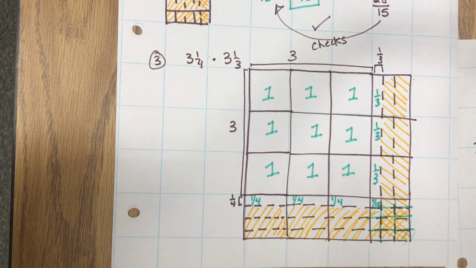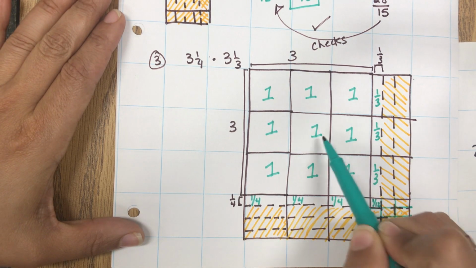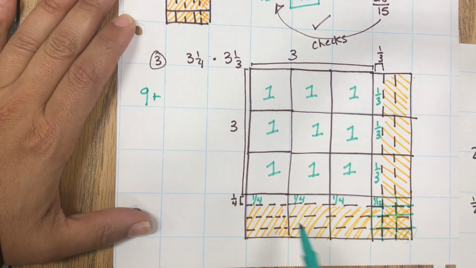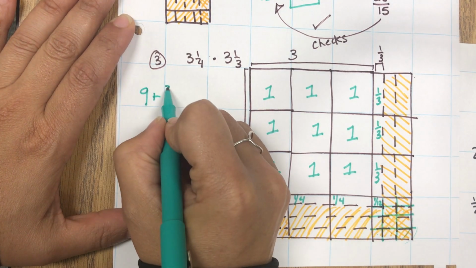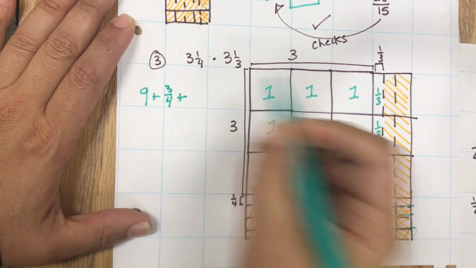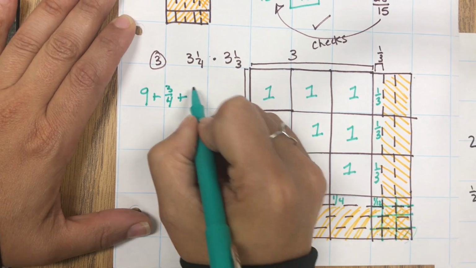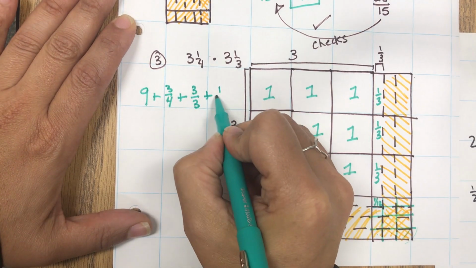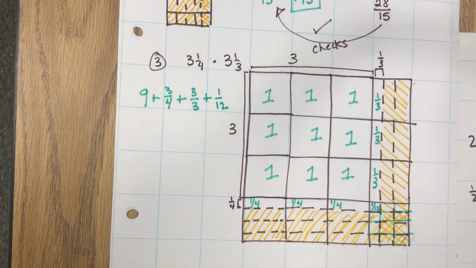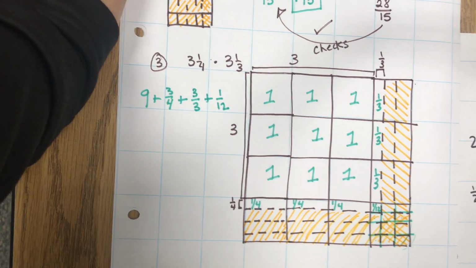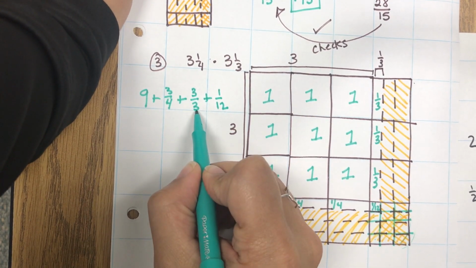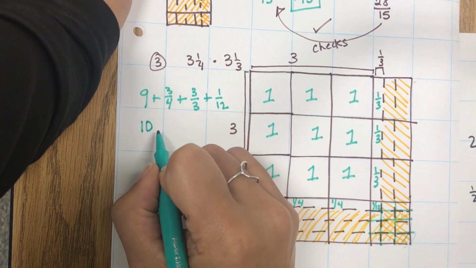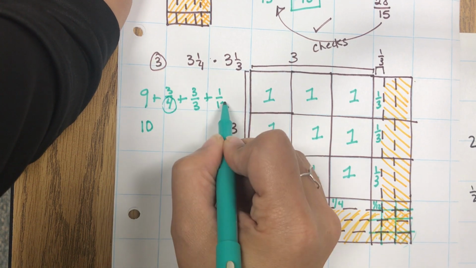So now I'm going to do my total. I have 1, 2, 3, 4, 5, 6, 7, 8, 9. I have 9 wholes plus 1, 2, 3, 3/4 plus 1, 2, 3, 3/3 plus 1/12. So I'm going to start simplifying it so I get one number. 3 over 3 equals 1, so 1 plus 9 is 10. And then I have this to contend with right here.